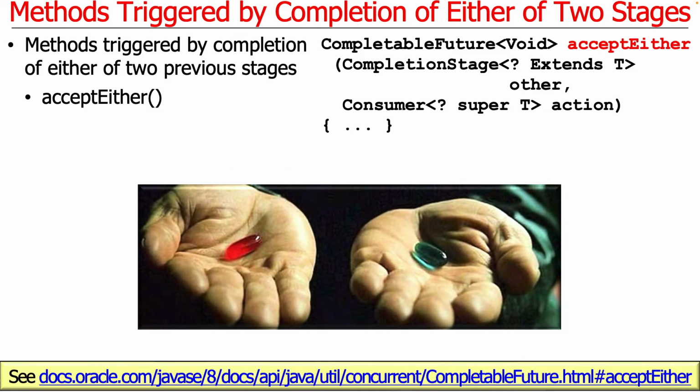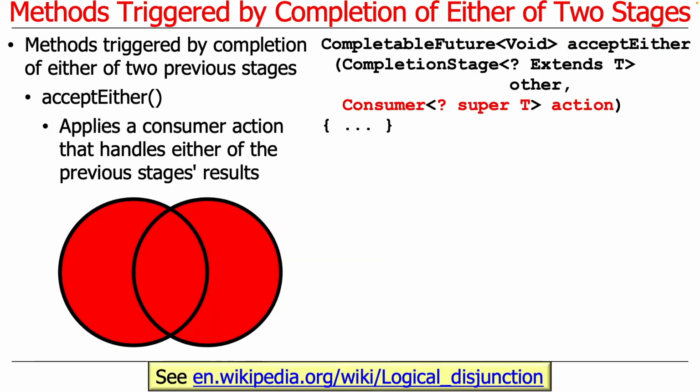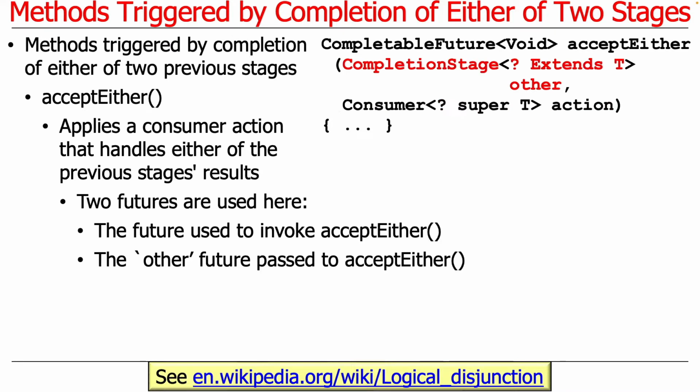So the particular completion stage method we're going to focus on here is acceptEither, which is triggered when either of its 2 previous stages complete. And you can see here, that's what the signature looks like. It applies a consumer action that handles either of the 2 previous stages' results. So it's logical disjunction. And as with the thenCompose method we just looked at, 2 futures are being used.